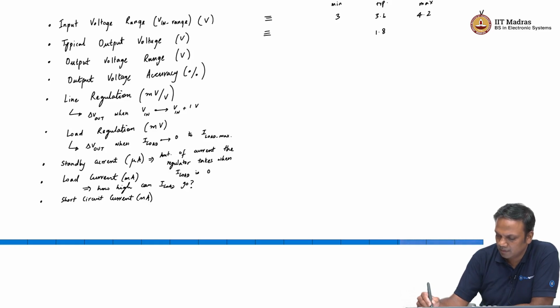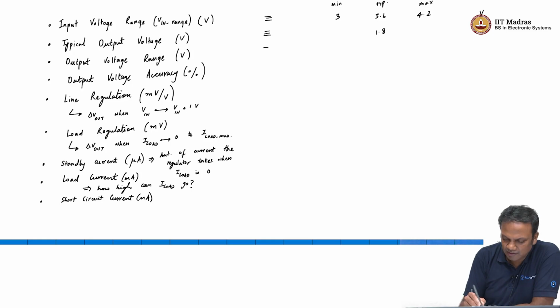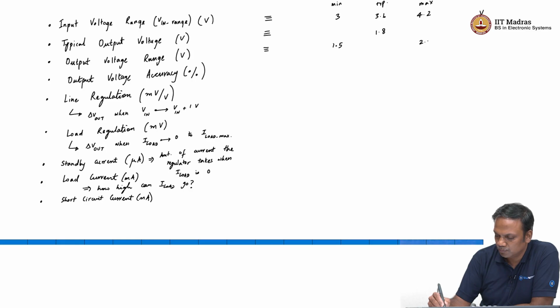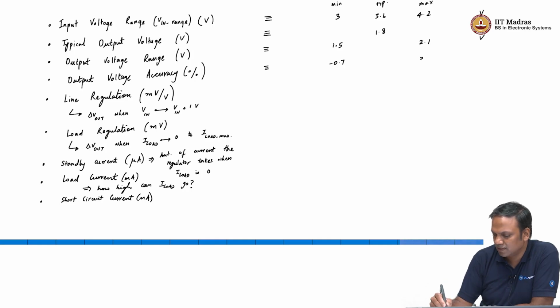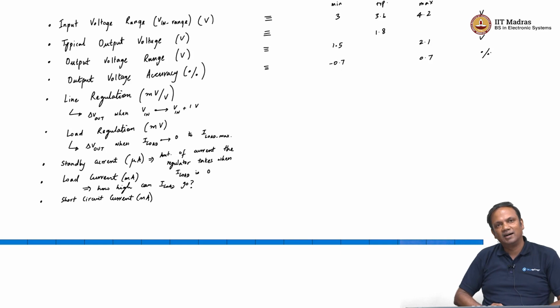1.8 volt. Output voltage range 1.5 to 2.1 volt. Output voltage accuracy minus 0.7 to plus 0.7%, right. This I am going to tell you again that you should really look to simulate this on your own.